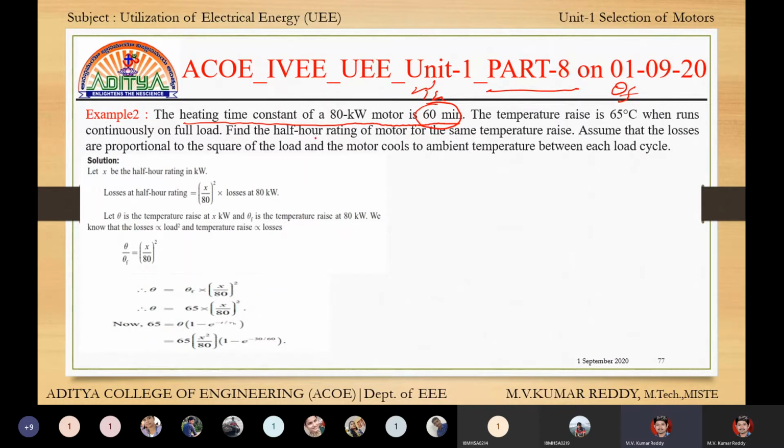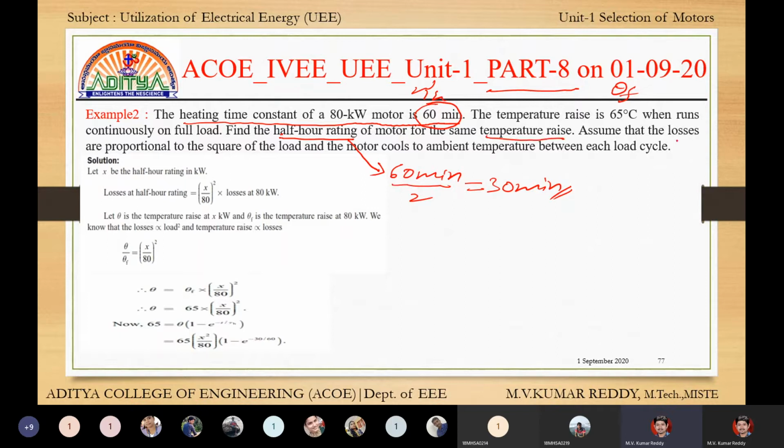Find the half hour rating. Half hour means the hour is 60 minutes, so half hour is 60 minutes divided by 2, that is 30 minutes. For 30 minutes, he is asking for the same temperature rise.